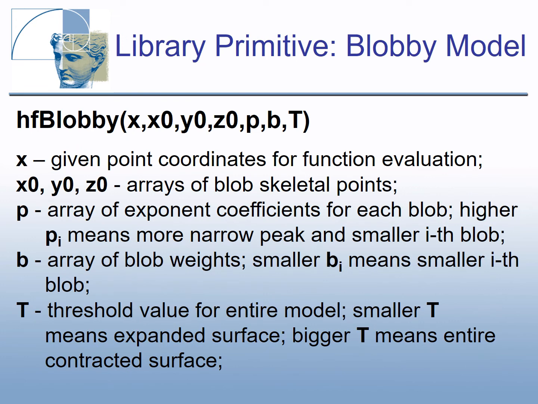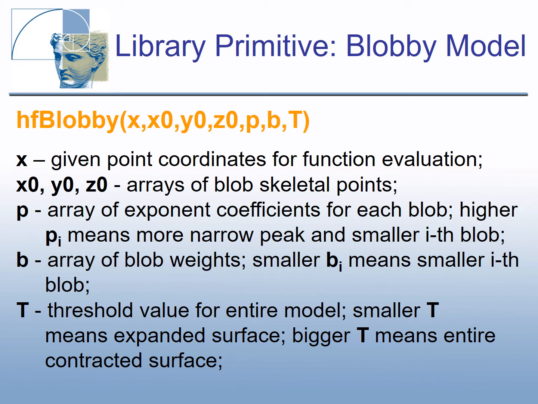Library primitive blobby object has the following format, where x is a given point coordinates for function evaluation. x0, y0, and z0 are arrays of blob skeletal points. P is an array of exponent coefficients for each blob. Higher pi means more narrow peak and smaller i's blob. B is an array of blob weights. Smaller bi means smaller i's blob.